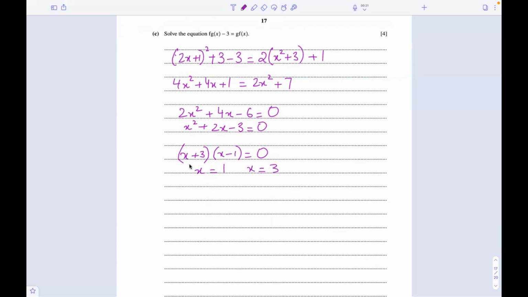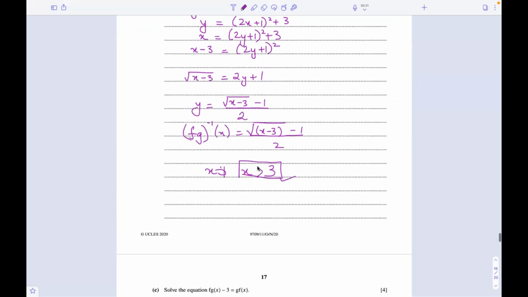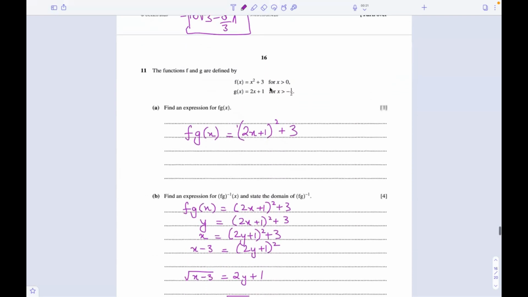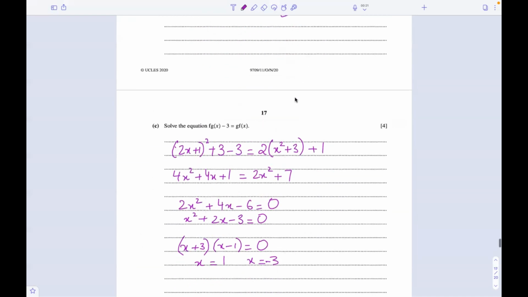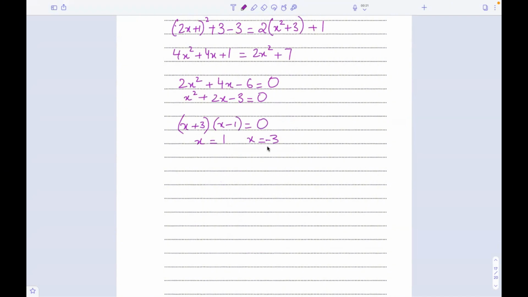Now from above, we have the domain of x, so the values of x must be greater than 0, and for gf of x, the values of x must be greater than negative half. So we know that negative 3 is not in the range of the values of x, so we'll ignore this, and the solution would only be x equals 1.